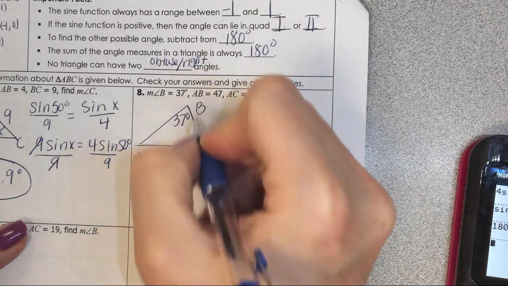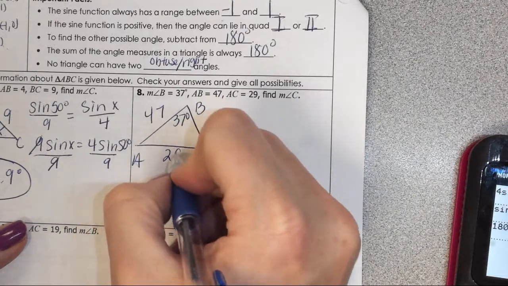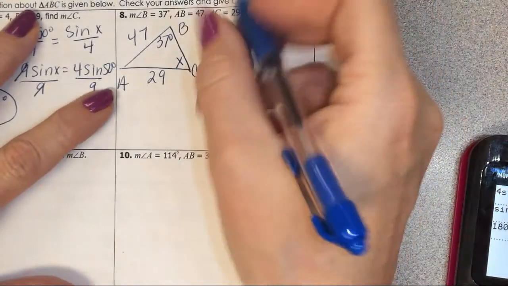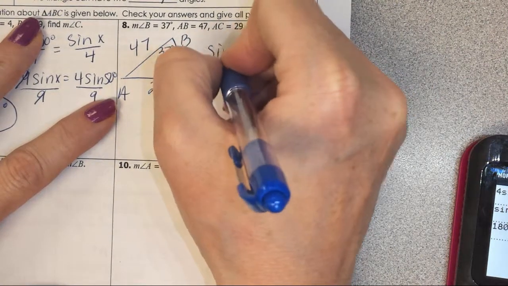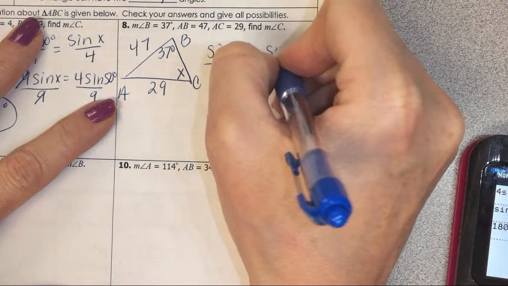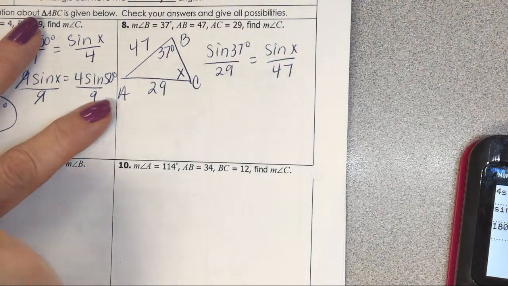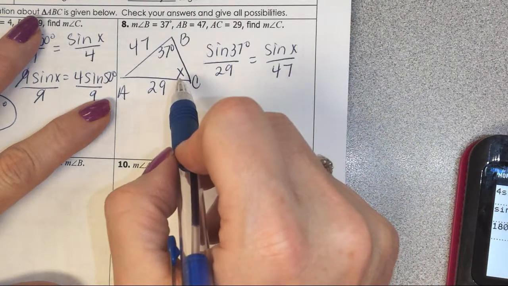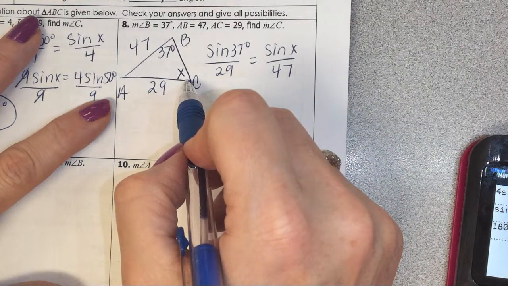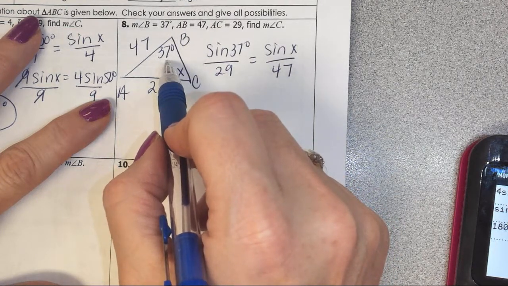B's 37 degrees, AB's 47, AC is 29, find angle C. All right, so we're going to set it up again. We've got sine of 37 over 29 equals sine X over 47. Now, what do we know this time about angle X? It's going to have to be what? Has to be larger than 37, doesn't it?